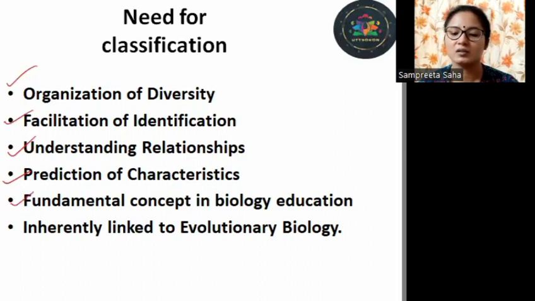Next, fundamental concepts of biology education. Classification is fundamental. Whether you are pursuing a degree in botany, zoology, or any other branch of biology, you will always have to deal with classification. That is the primary knowledge of biology that you're going to get, and that is why this topic is part of your school biology syllabus, so that you develop the fundamentals by the time you reach higher education. It is also inherently linked to evolutionary biology, so evolution is also taken into consideration. So the need for classification is that also.